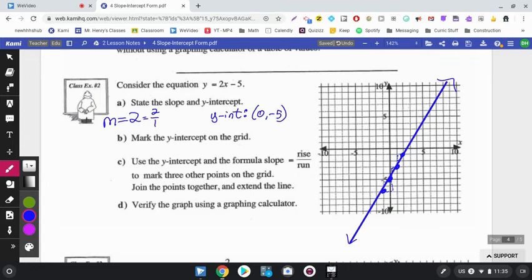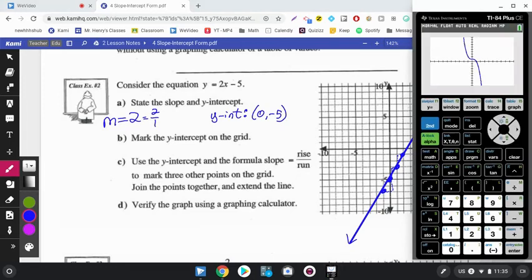I need 2 points. My 2 points would be my y-intercept and then use the slope to find the other one. And then I just find extra points just for reassurance to make sure everything lines up. But really all I needed was those first 2 points. Okay, verifying with the graphing calculator. Sure, let's do that real quick.